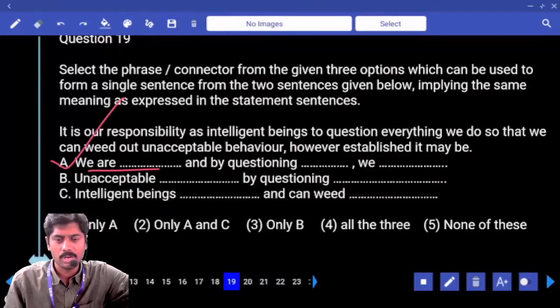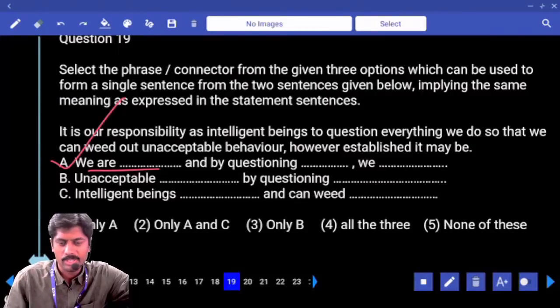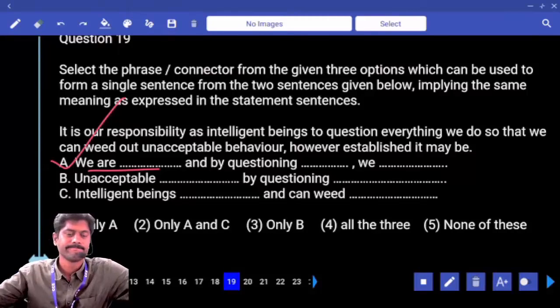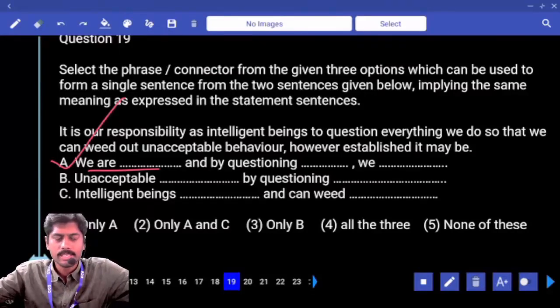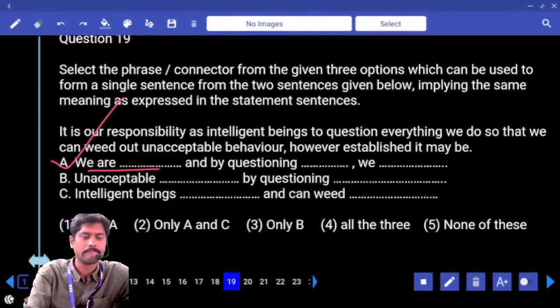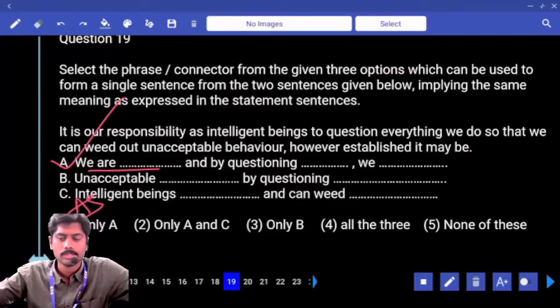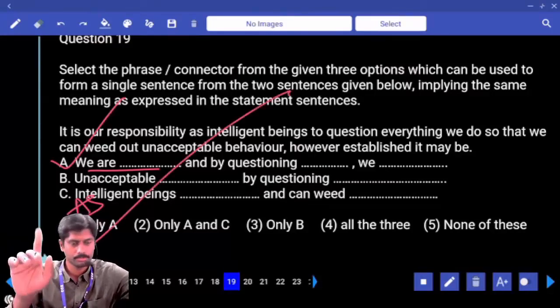Unacceptable behavior can be weeded out by questioning everything we do. Maybe intelligent beings question everything. As intelligent beings should be there. Do we have only A, B? Consider only A, the first option.